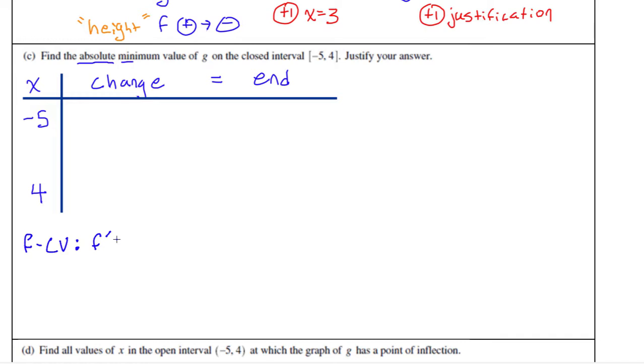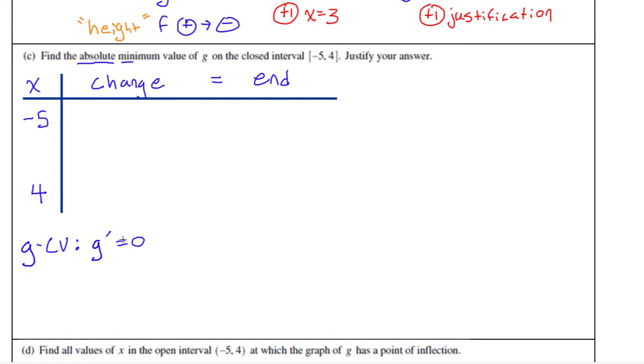Or F prime sign change. Ooh, that's relative extrema. Isn't that F double prime? No, because it's F. Or is it? Okay, I guess if I'm talking about F, yeah. Or when it equals 0, right? When it equals 0, yeah. I guess I should technically be saying a CV is where G prime is equal to 0. That would be a more technical way of saying that, and I'm going to change that. So I'm going to say a CV is where G prime is equal to 0.